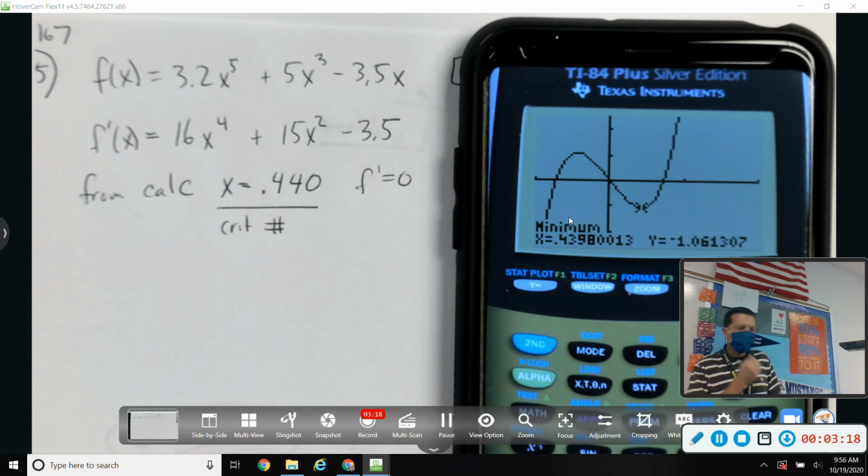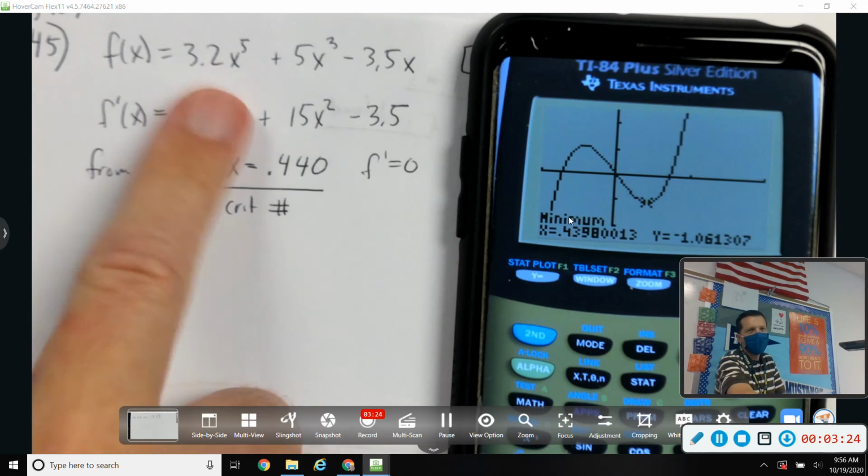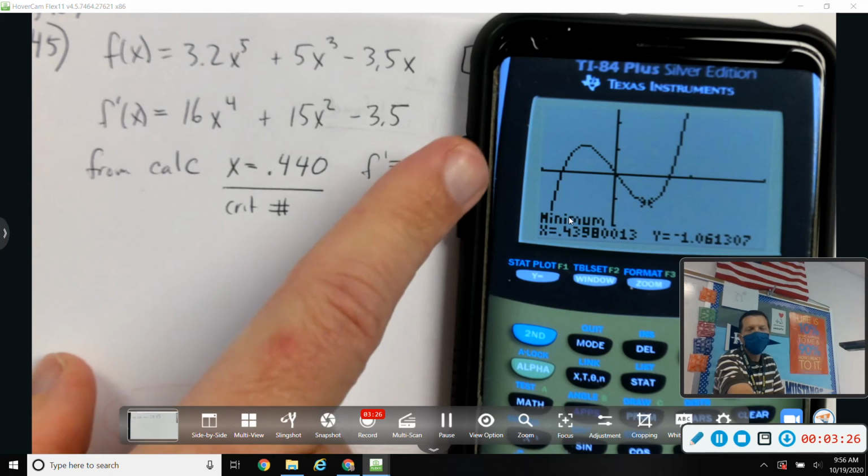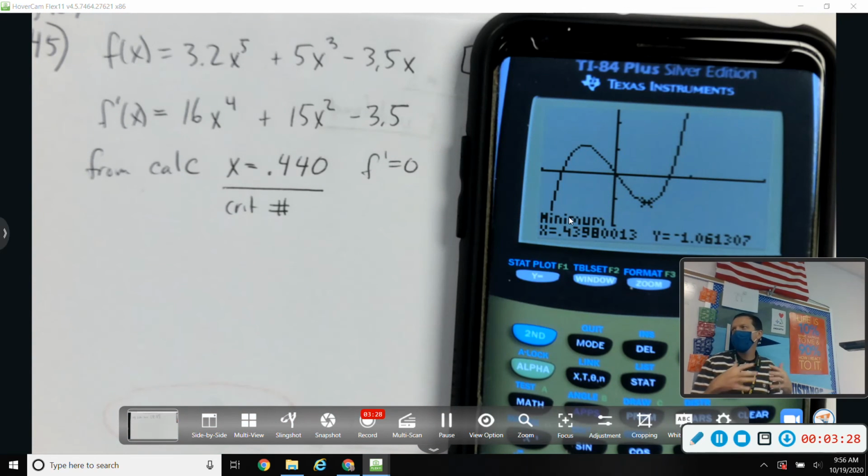So that question is kind of strangely worded, but it's just trying to get you to do a little bit of calculus by hand, a little bit of calculus with your graph, and see that it kind of matches up. So I think that's all it's really asking for number 45.